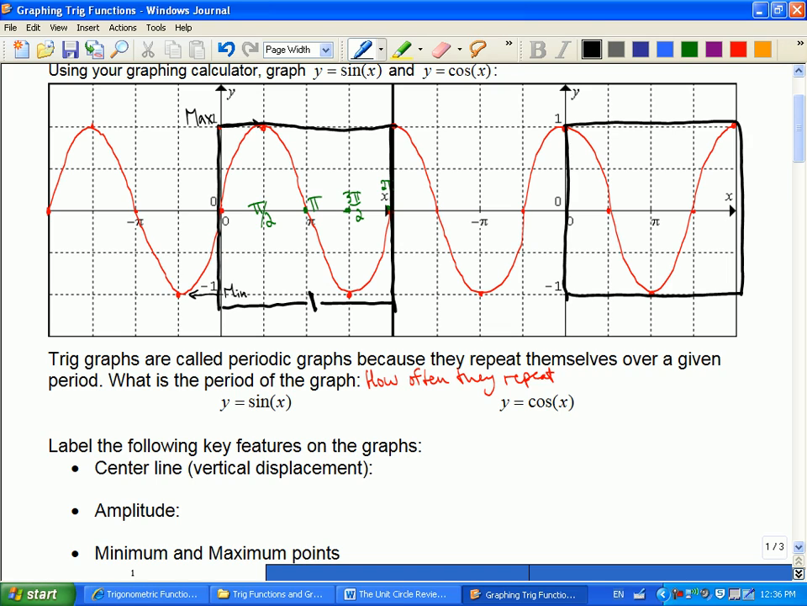So to know how long the period is, in this case, it's the length it takes to do that. It's 2 pi. So it goes all the way out to 2 pi for both graphs. So sine and cosine repeat themselves every 2 pi.